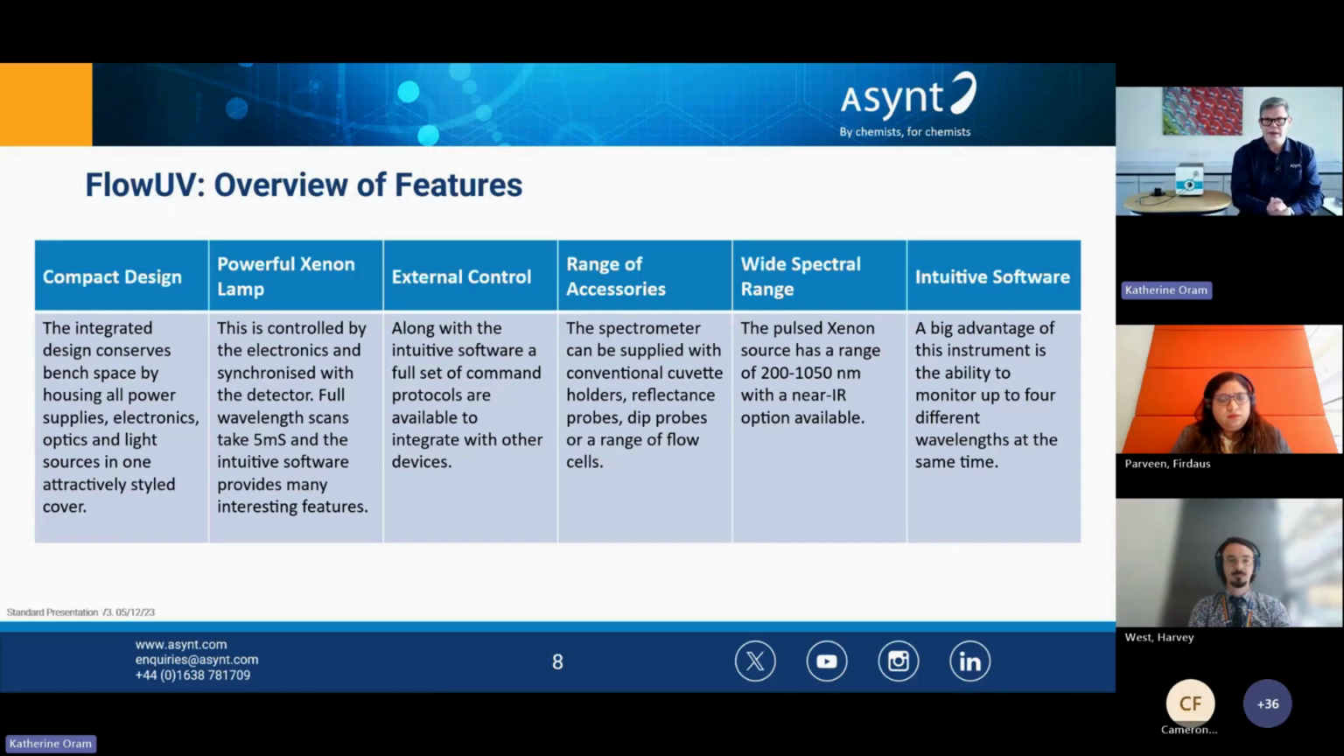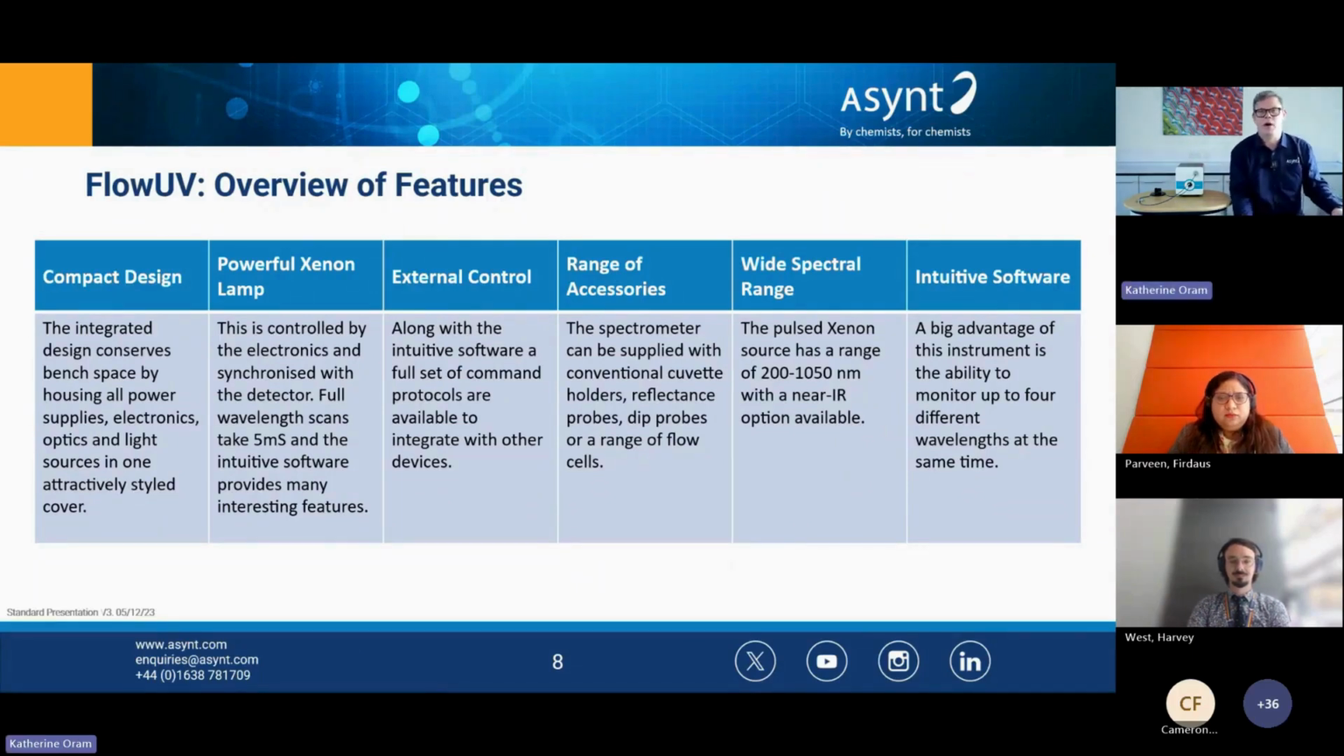Along with the intuitive control software that we have a full spectrum of, pardon the pun, a complete list of external command protocols. So if you wanted to integrate this device into third-party software or into another process, that's all readily available for us as well. As I said, we can supply this with a range of accessories. We have a wide spectral range. And one of the nice features of our own control software is you can monitor up to 4 wavelengths at any point. So that's enough about the device.